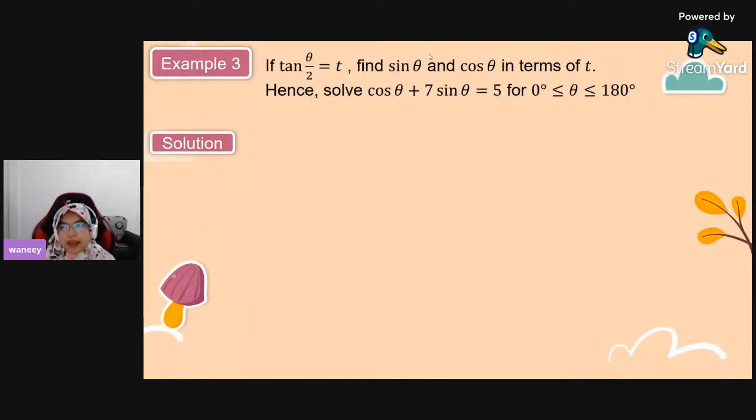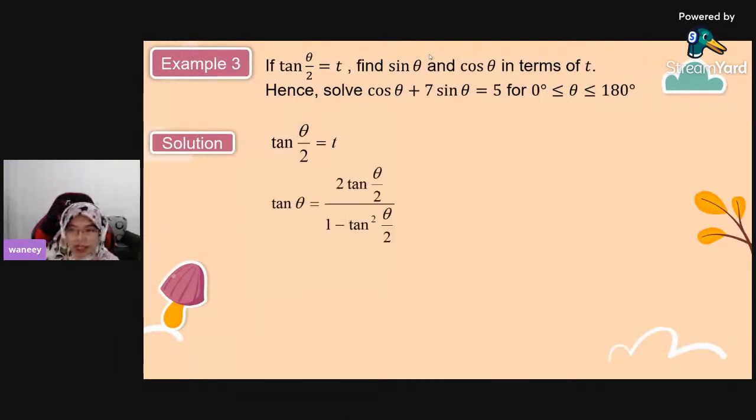We want to get them in terms of t, therefore we simply need to write down whatever we have in the previous slide. So we're going to let t equal to tangent theta over 2, and then use the half angle formula. Tangent theta is equal to 2 tangent theta over 2 over 1 minus tangent square theta over 2. Changing tangent theta over 2 to t, tangent theta becomes 2t over 1 minus t square.